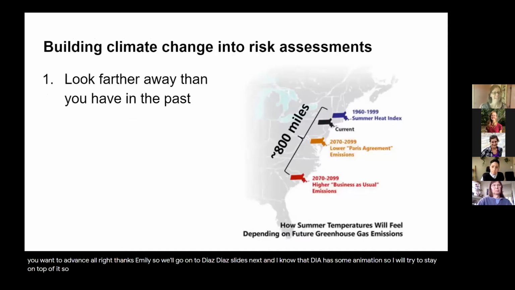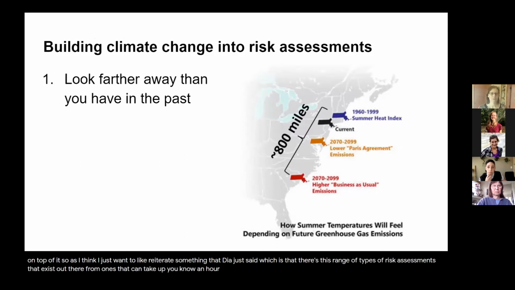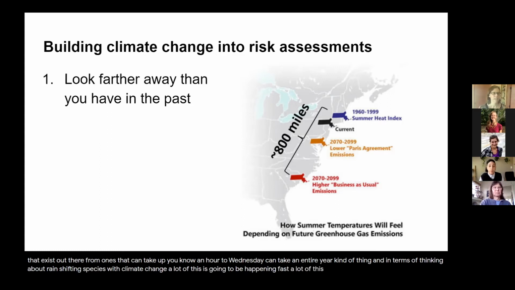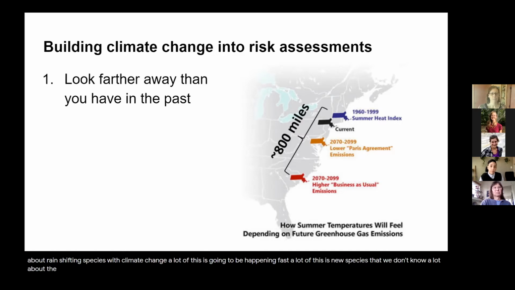So I just want to reiterate something that Deah just said, which is that there's a range of types of risk assessments that exist out there, from ones that can take an hour to ones that can take an entire year. And in terms of thinking about range shifting species with climate change, a lot of this is going to be happening fast. A lot of this is new species that we don't know a lot about, that maybe some of our neighbors are dealing with.